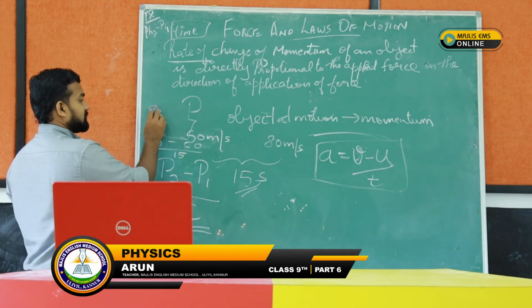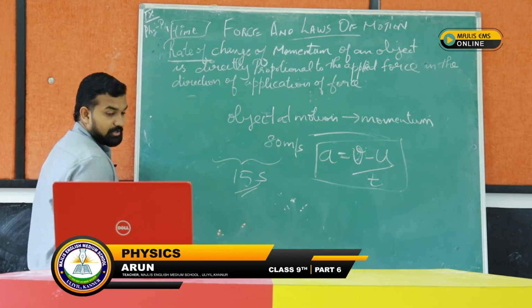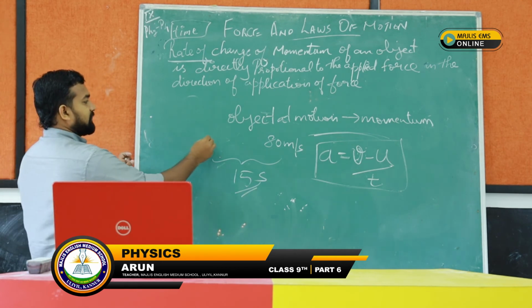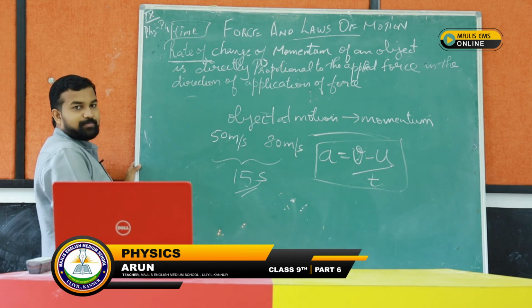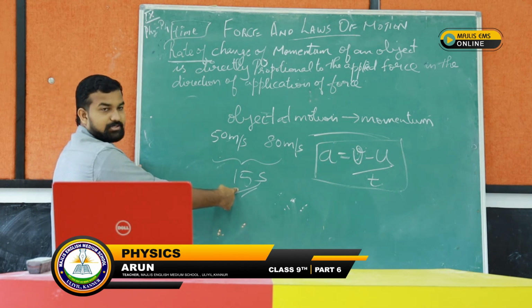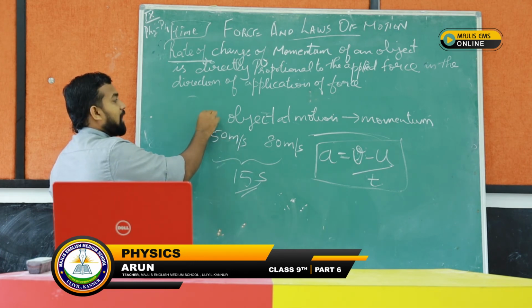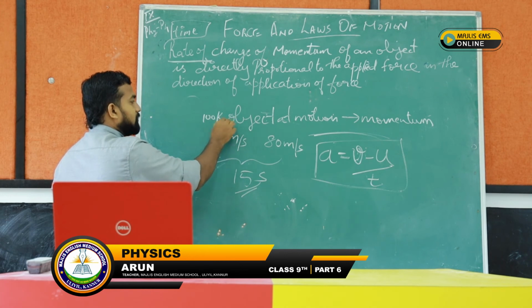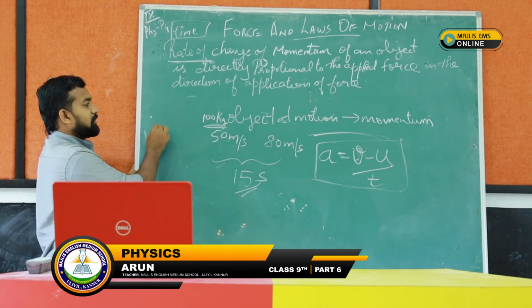Here there is P2 minus P1, so okay, I'll discuss it. P2 minus P1. Here it was moving with 50 meter per second, and the velocity increased to 80 meter per second in 15 seconds, and the weight of that car can be 100 kilogram. Let the weight of that car be 100 kilogram. So what will be the change in velocity?